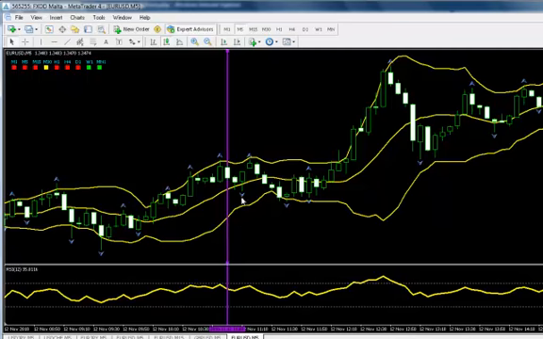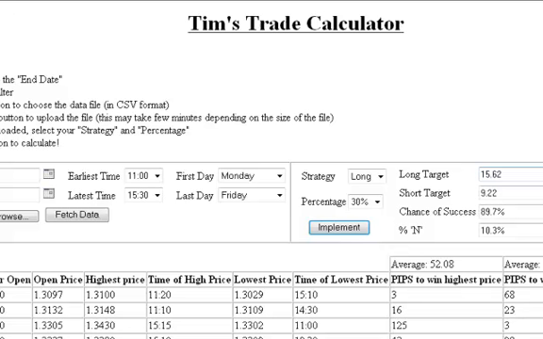The last 3 days we hit that 100%. It's very easy. It's very accurate. You can sit there and choose different time frames using my trade calculator. It sure isn't sexy, but it works.